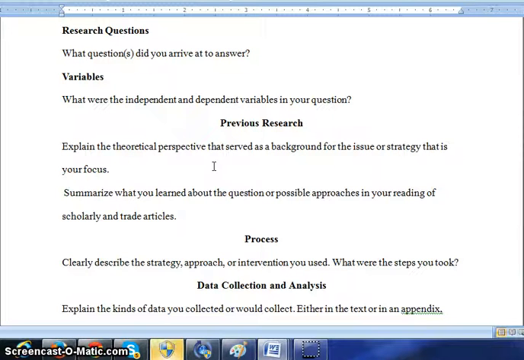What are you looking at? From what perspective are you looking at this paper? How does it tie into theory? It says summarize what you've learned about the question or possible approaches in your reading of scholarly and trade articles. This is the place where I would like you to include some statistics, some studies that you've looked at that kind of make a case for your issue.